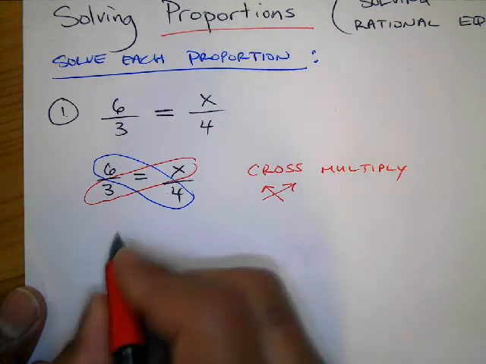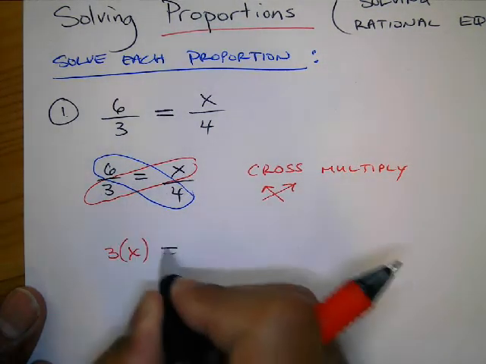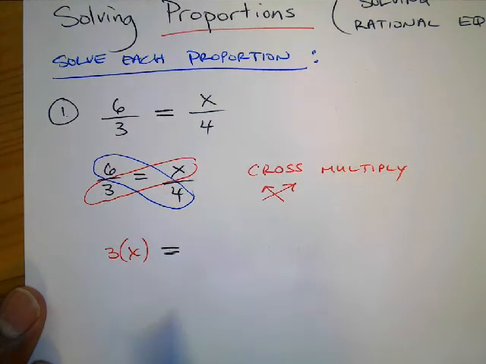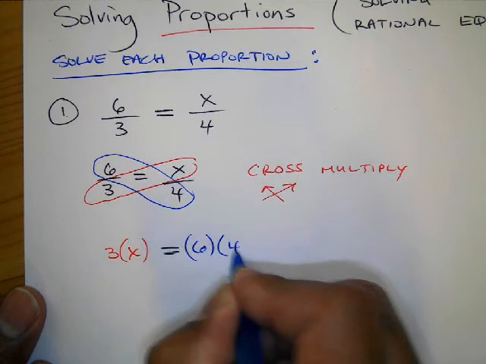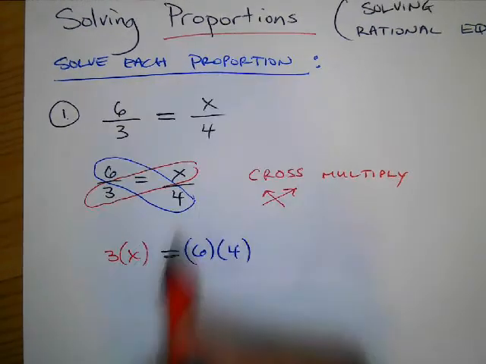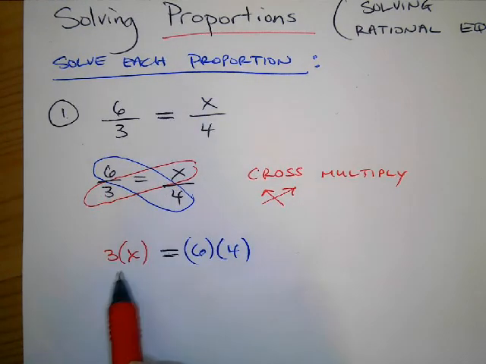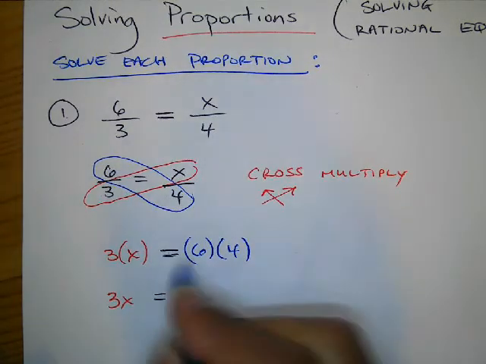So it'd be this, and then this. Here I'm multiplying this times this. That would be 3 times x, and then put it equal to, because there's an equal sign, the product of these other two, 6 times 4. Then you solve it. I multiplied diagonally. 3 times x is 3x equals 6 times 4, which is 24.